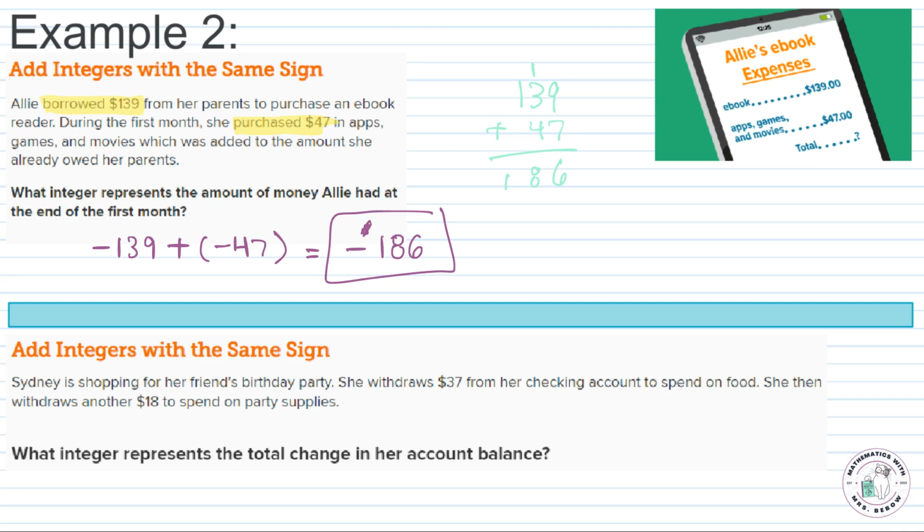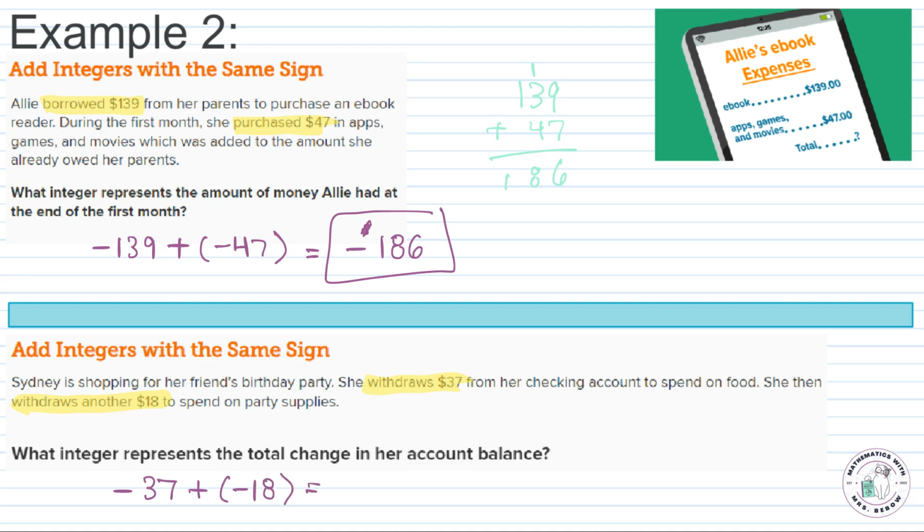So it says Sydney is shopping for a friend's birthday party. She withdraws $37 from her checking account to spend on food. She then withdraws another $18 to spend on party supplies. What integer represents the total change in her account balance? So going into some personal finance here, withdrawing money means you're taking it out of your account, right? So she's withdrawing $37. She's taking that out of her account. She's withdrawing another $18. Again, that money's coming out of her account. So both of those values are considered negatives. So we have negative 37, and again, you're adding on this other withdrawal, so negative 18.